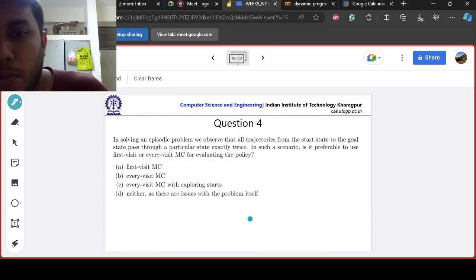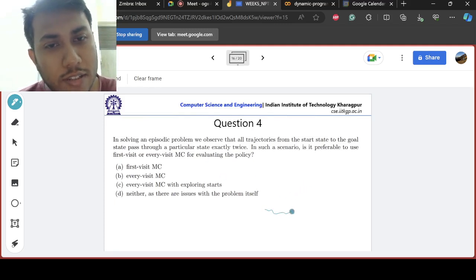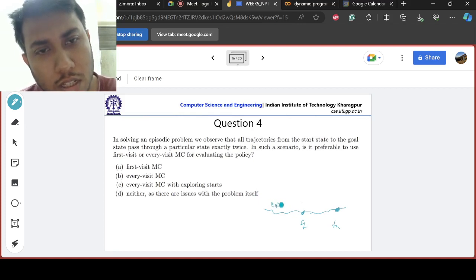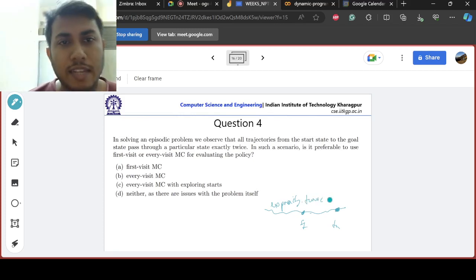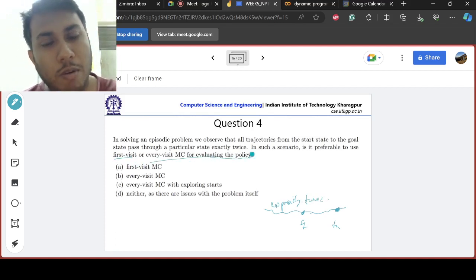So in solving an episodic problem, we observe that all trajectories from the start state to the goal state pass through a particular state exactly twice. So it is saying that you have been given an episodic task, and the episode passes through two states, let's say both states are ST. That means this episode passes through these states exactly twice. In such a scenario, is it preferable to use first visit or every visit MC for evaluating the policy?